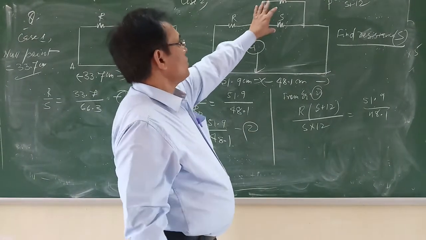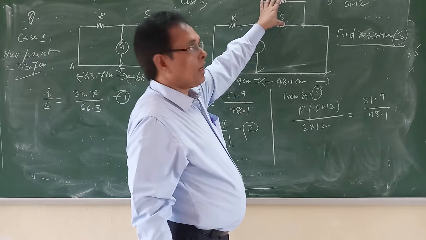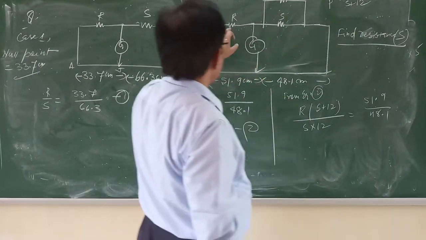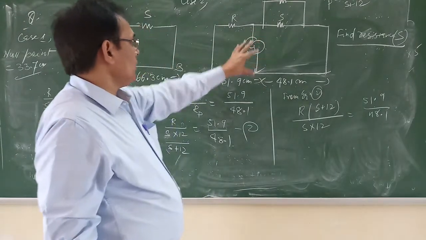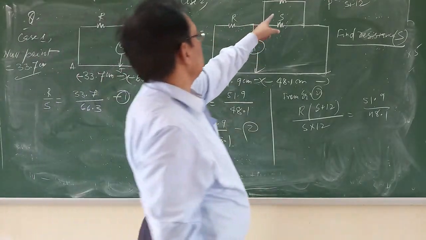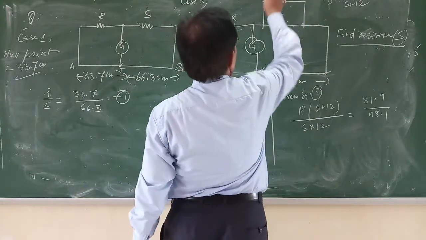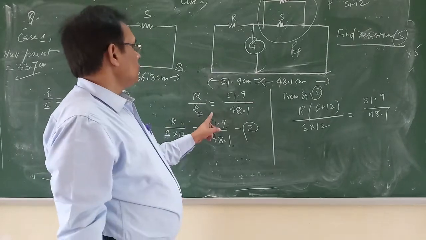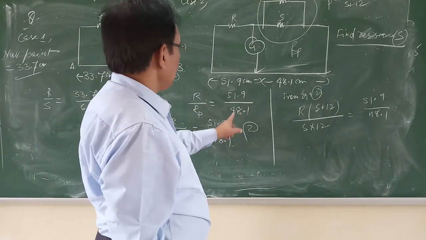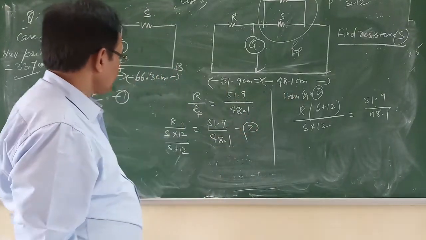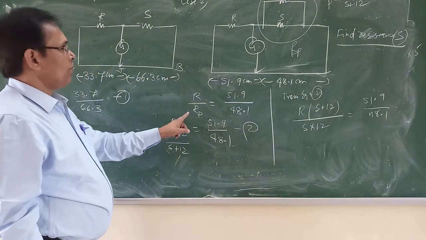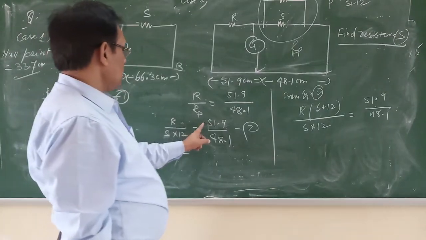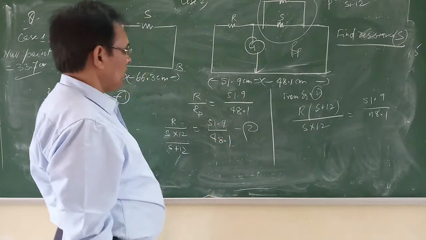So first we calculate the parallel combination of these two. Rp equals S into 12 by S plus 12, and now use the Wheatstone bridge concept. So R by Rp, where the total value is Rp, equals 51.9 by 48.1. Now put the value of Rp. Rp is S into 12 by S plus 12. So this is 51.9 by 48.1.